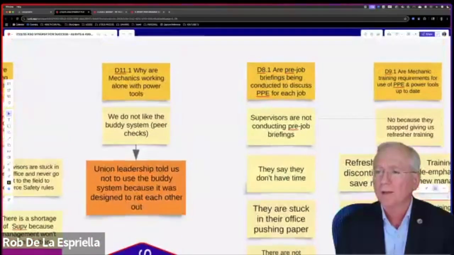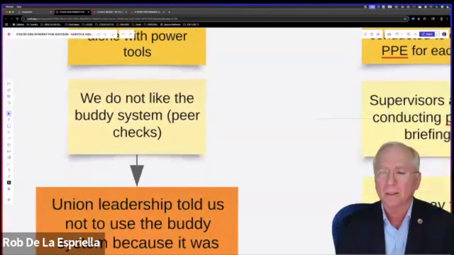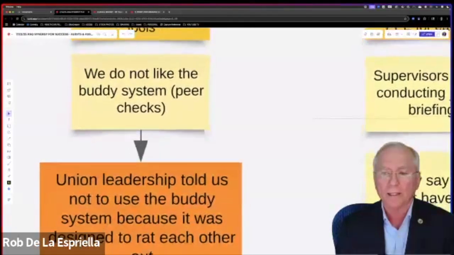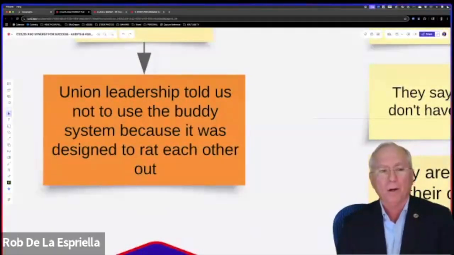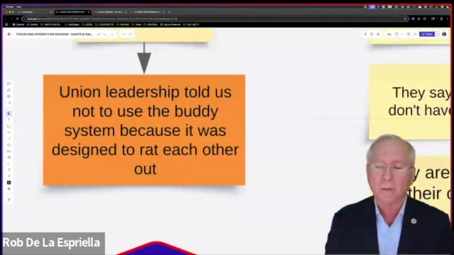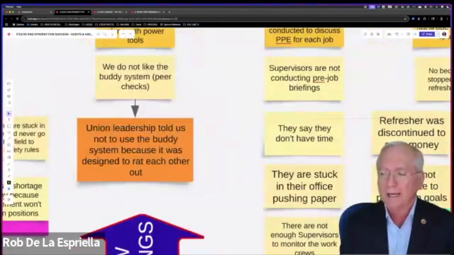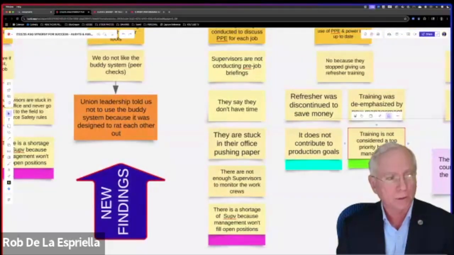Over here, we have, why are mechanics working alone when the requirement is to have a buddy system? Well, when we asked that question, they don't like the buddy system. The union leadership actually told them not to use it because it was a model designed to rat each other out. At least it seems like it's being used for punitive measures by management. Well, that sounds like a good finding. You can't have the union telling folks to violate requirements. There's something deeper that should be explored, and that's a really good gap to close, because what else is the union leadership telling the workers not to follow?